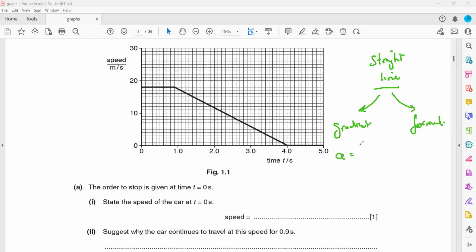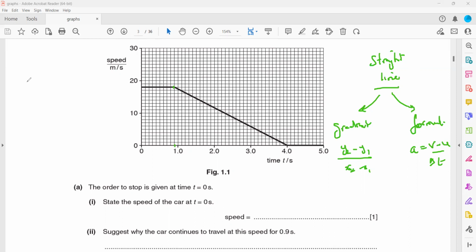If you're using the formula for gradient, it is y2 minus y1 over x2 minus x1. Or if you are using the other formula, it is the final speed minus the initial speed, divided by the time interval. Delta t means the time interval, the change in time. From 0.9 second to 4 seconds it is a straight line, so we can use either of them.